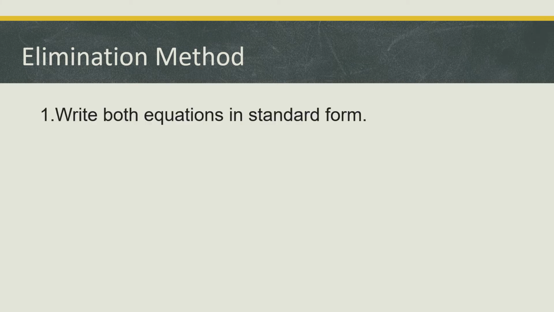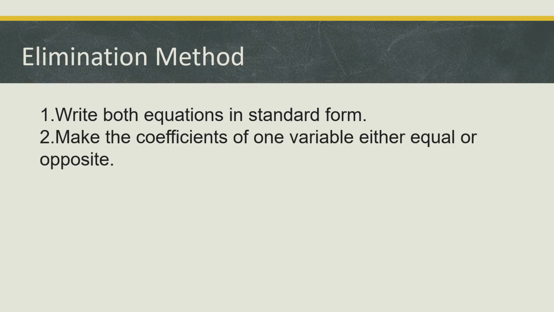The first step is to write both equations in standard form. When we say standard form, we separate the constant on one side, and on the other side, all the terms with variables. Next is to make the coefficients of one variable either equal or opposite. So you choose one variable, like if you have x and y, you can pick x. Usually we multiply by a certain number so that their coefficients, the numbers before them, will be equal or opposite, meaning it's either both 4, for example, or one is 4 and the other is -4.